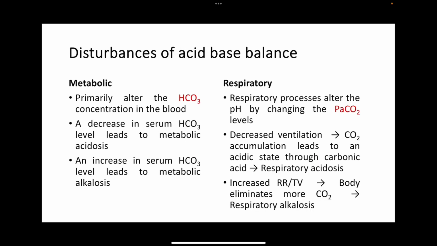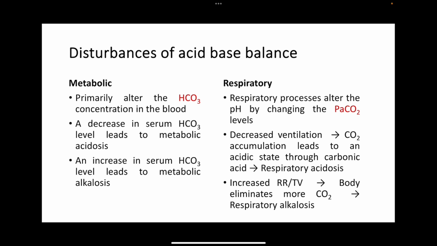So there are basically two types of disturbances of acid-base balance, metabolic and respiratory. Metabolic disturbances primarily alter the HCO3 concentration in the blood. A decrease in serum bicarbonate level leads to metabolic acidosis. An increase in serum bicarbonate level leads to metabolic alkalosis.